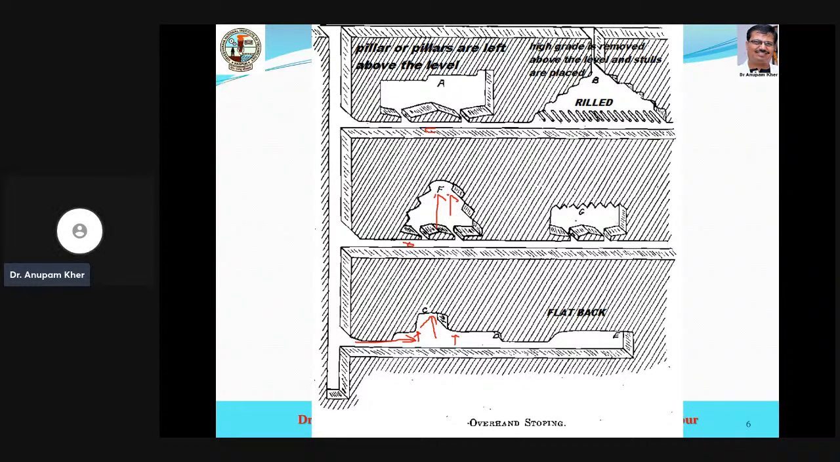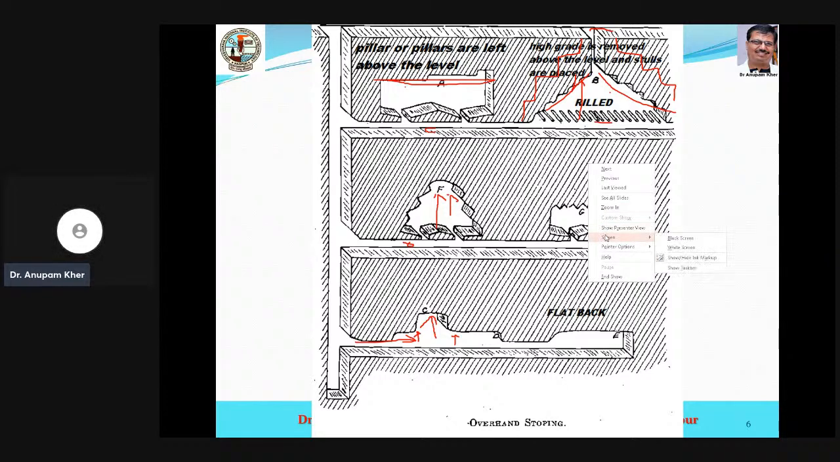then this is also overhand. And then it can be a flat back, that flat back means flat roof, or it can be a reeled stope, called an inverted benching system, like we do in opencast mining, but they are inverted benches. And then always moving from the lower level to this upper level. So probably the next stage will look something like this. Okay. So these are all open stopes with little support or no support.